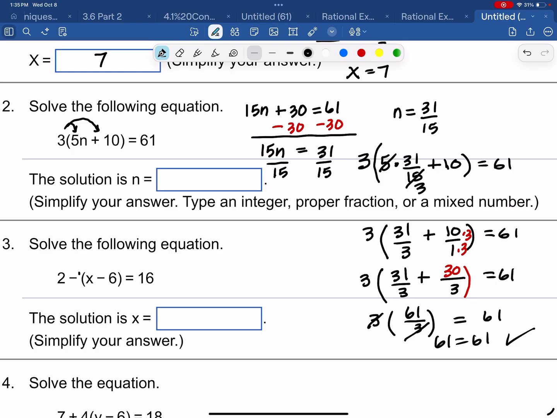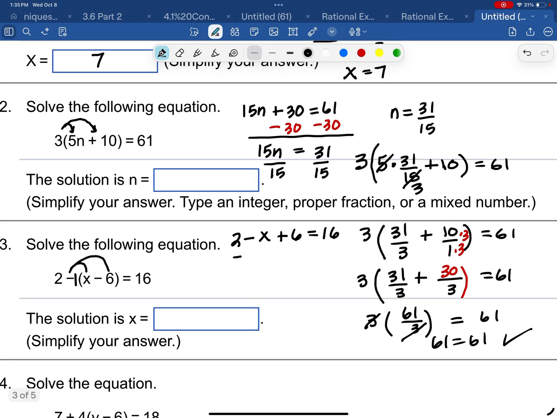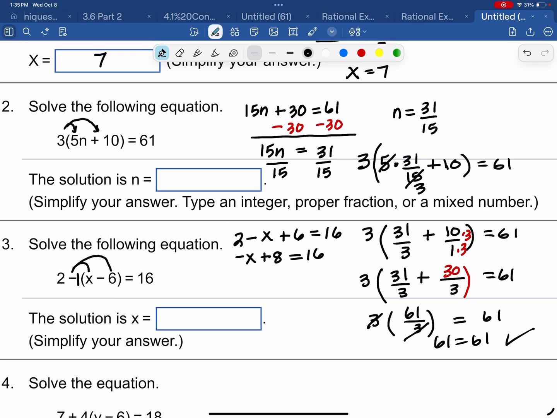Well, that's like a negative 1 there. So we've got to go 2 minus x plus 6, because I got a negative and a positive. That makes a negative x. A negative and a negative. That makes a positive 6. Equals 16. Now, this is the first one we've had where we have like terms. Look, I have a 2 and a 6, so that's a negative x plus an 8. 2 and 6 is 8, equals 16.